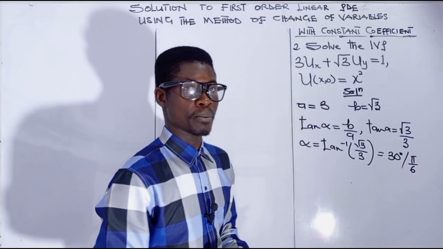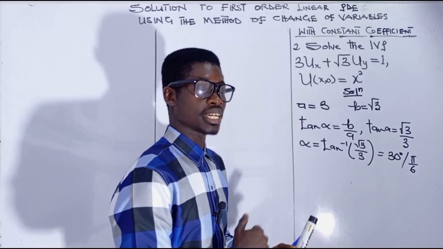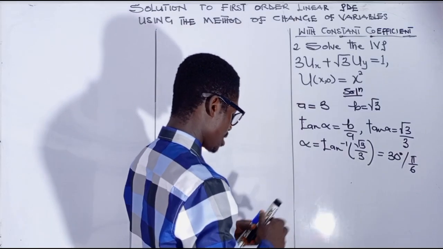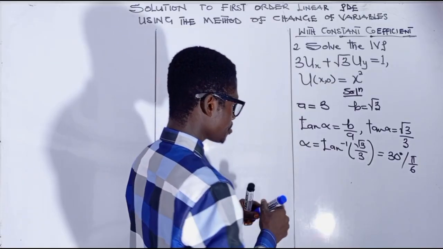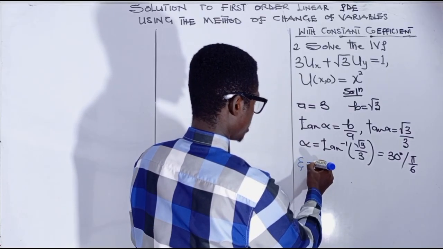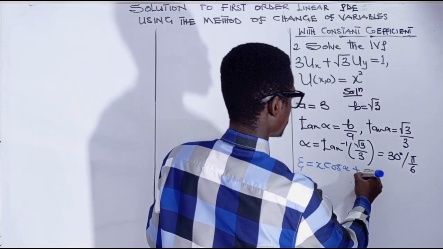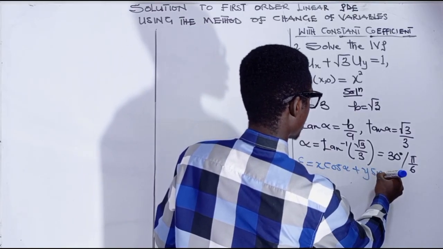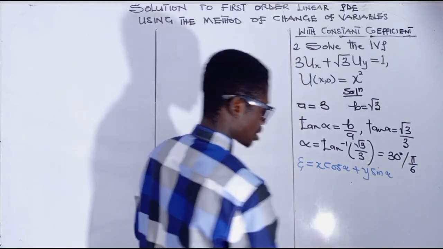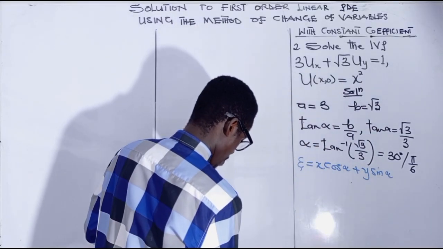Once you get your alpha, we write down the expression for xi and then the expression for eta. That is the second step. We know that xi is given as x cos alpha plus y sin alpha. This means that we should find cos alpha and then sin alpha.